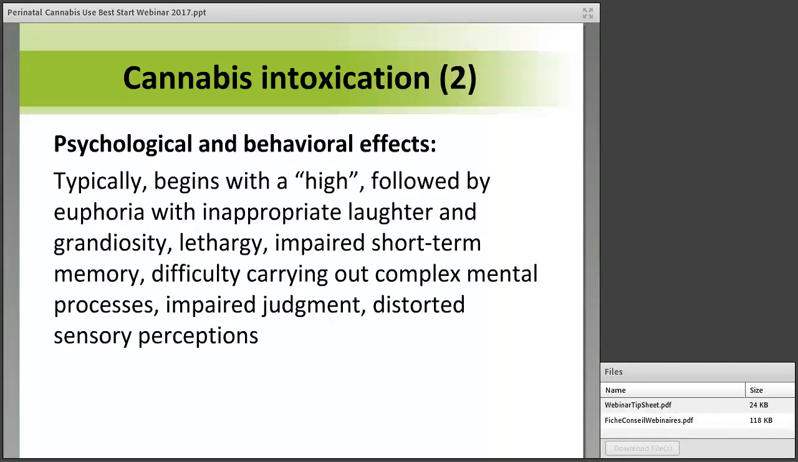Frequently, they also have psychological and behavioral effects after the physical symptoms. They will begin with this feeling of high, but then this can be followed by inappropriate laughter, grandiosity, then maybe lethargy, some fatigue. They may also have impaired short-term memory and difficulty carrying out certain mental processes. There's also a component of distorted sensory perceptions where they will see the world in different ways. Colors may appear brighter, and they may hear sounds better. These sensory perceptions are very strongly associated with marijuana use. And if people experience these effects in a pleasurable way, this is what contributes then to their addiction risk.